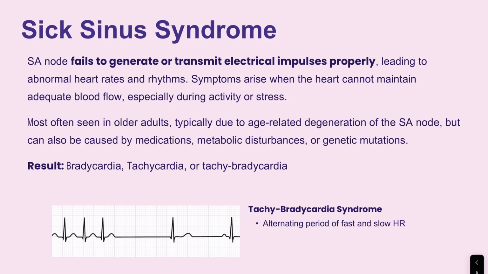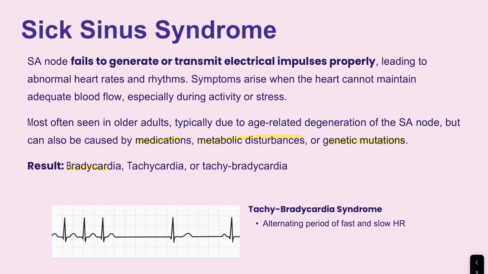Then we have sick sinus syndrome. Say that 10 times fast. Sick sinus syndrome, right? The SA node is failing to generate or transmit electrical impulses properly, which leads to abnormal heart rates and rhythms. Symptoms can arise when we are not maintaining that physiological demand. This is most often seen in older adults, typically due to age-related degeneration of the SA node, but it can also be caused by medications, metabolic disturbances, or genetic mutations.